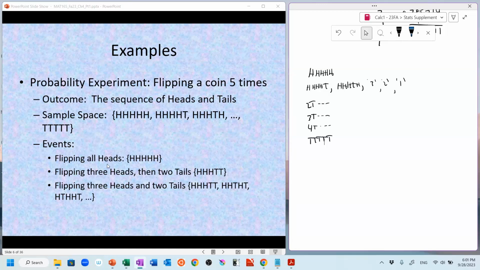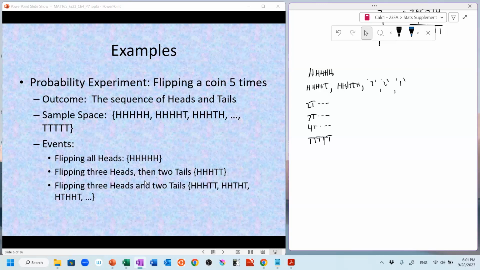Some events might be something like flipping all heads or getting no tails. We could say it either way. That would be the single outcome with 5 heads. We could say an event flipping 3 heads, then 2 tails. That would be the single outcome, heads, heads, heads, tails, tails. But we alternatively could talk about the event flipping 3 heads and 2 tails on 5 flips.